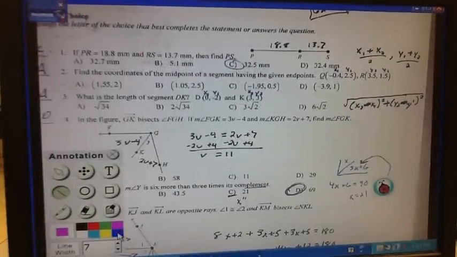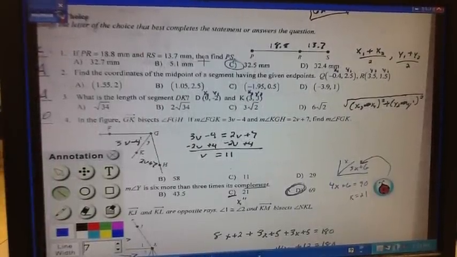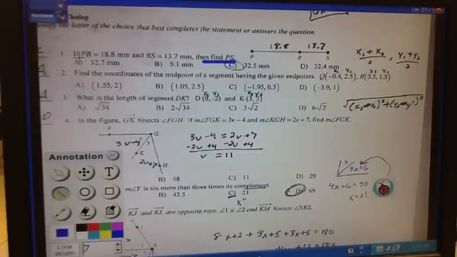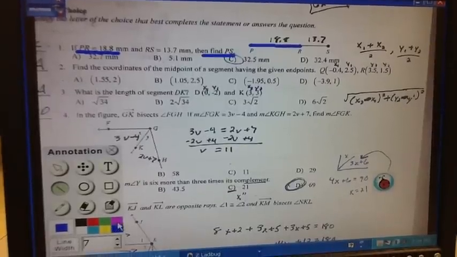Alright, so we're doing the exam review. We'll start with number 1. Question says find P to R, or I'm sorry, P to S. Tells us P to R, going to do it in blue. So I went ahead and wrote 18.8.